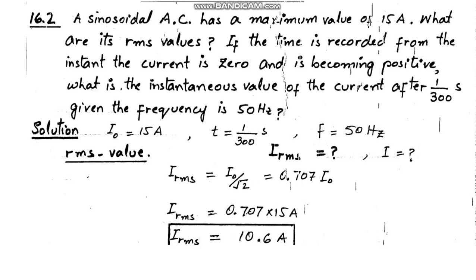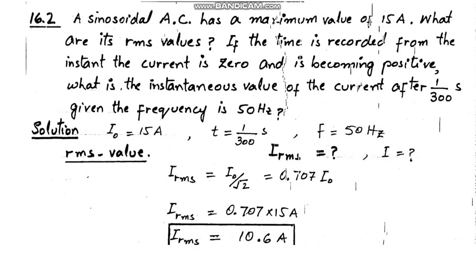So I RMS value, we know the formula. I RMS is equal to I naught over under root 2. 1 over under root 2 value is 0.707 and I naught as it is. In the question, I naught is given, so we put the value of I naught. I RMS is equal to 0.707 multiplied by 15 ampere. After multiplying, we get the answer. I RMS is equal to 10.6 ampere.